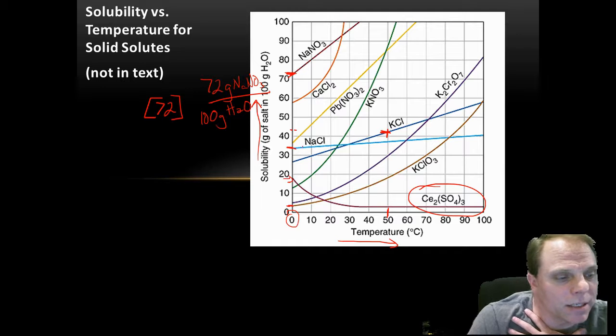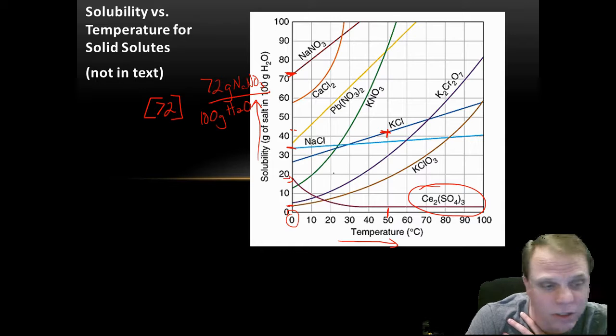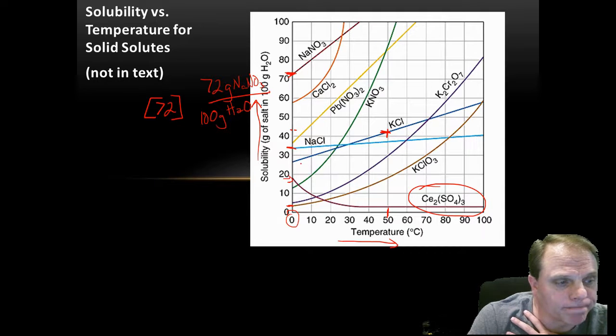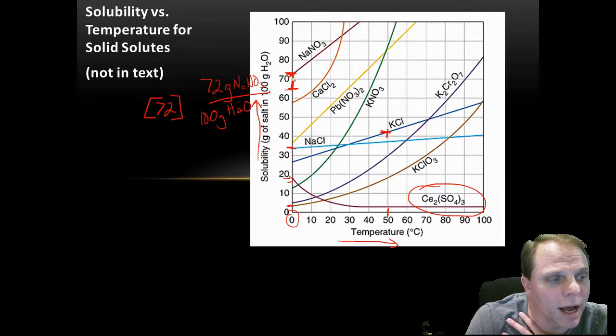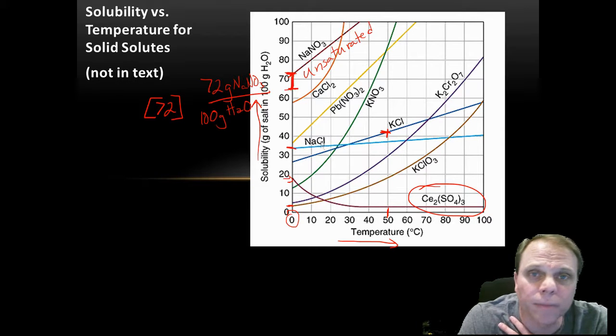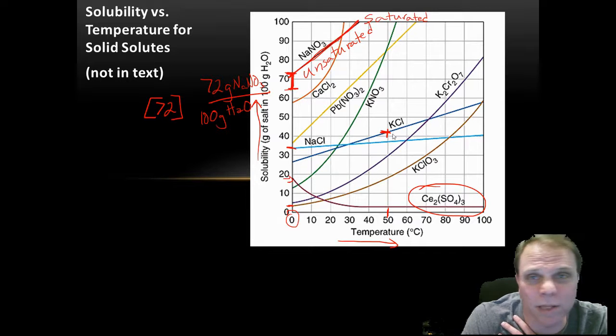Now, each of these lines has to do with saturation, unsaturation, and supersaturation. Let's go back up to this sodium nitrate. If I had 65 grams dissolved, then I could still dissolve another 7 grams before I got to 72. So anything under the line is considered an unsaturated solution. Anything that's on the line, this line is the line of saturation, okay? Anything on the line is considered saturated. That's the most that you can dissolve at that particular temperature and pressure.